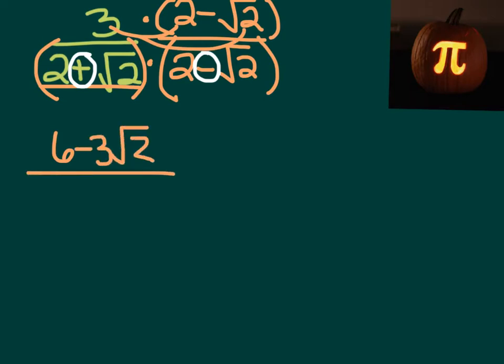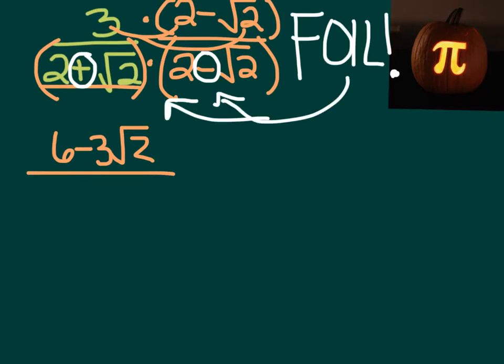In the denominator, I'm going to FOIL. Very important that you FOIL it. 2 times 2 is 4. 2 times minus square root of 2 is minus 2 root 2.